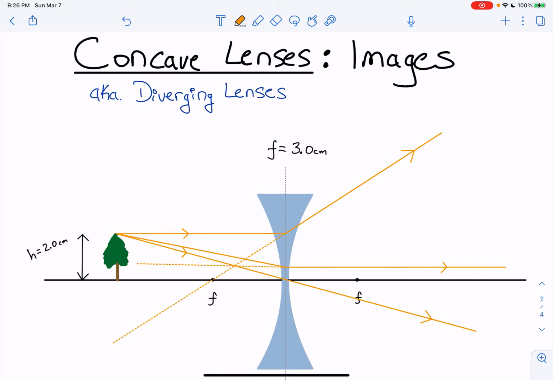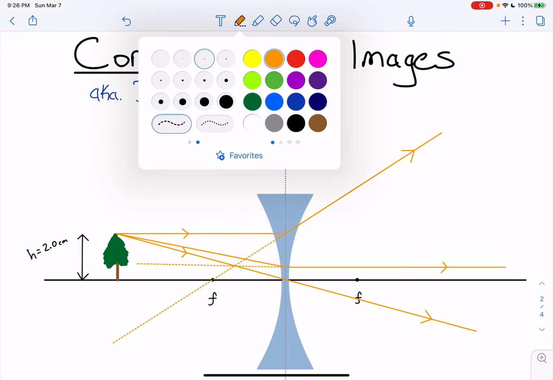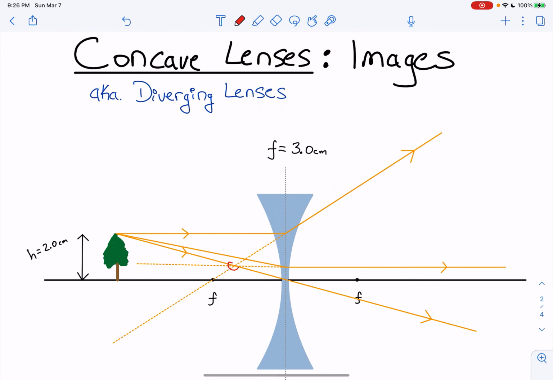And what we notice, hopefully, is that there becomes a point of convergence here, where we have all three of these rays, the two that we trace back and the one that, well, we could trace back but goes along the same line going through the center of the lens. And so that point is giving us the location of our image. Okay, so we have a location of the image and we have an orientation, which is upwards.